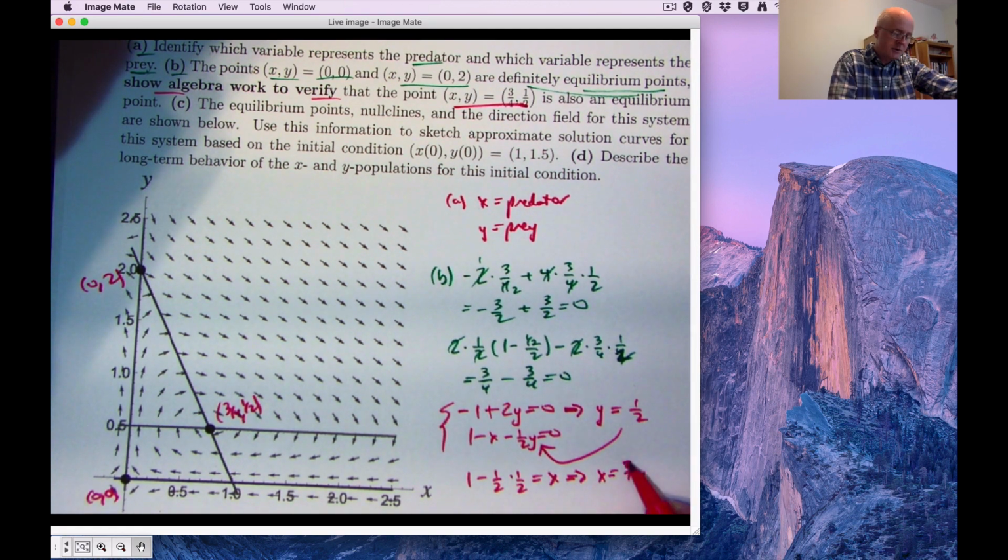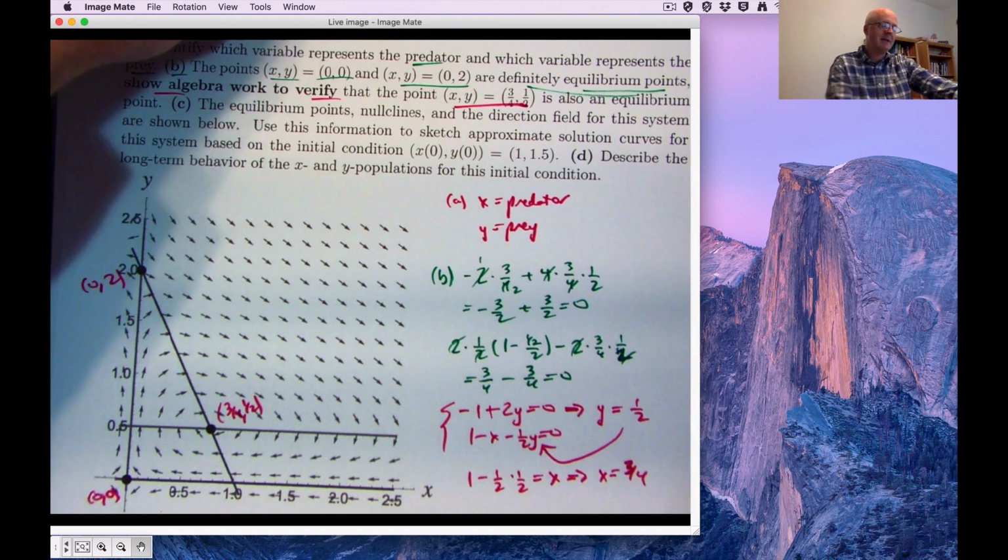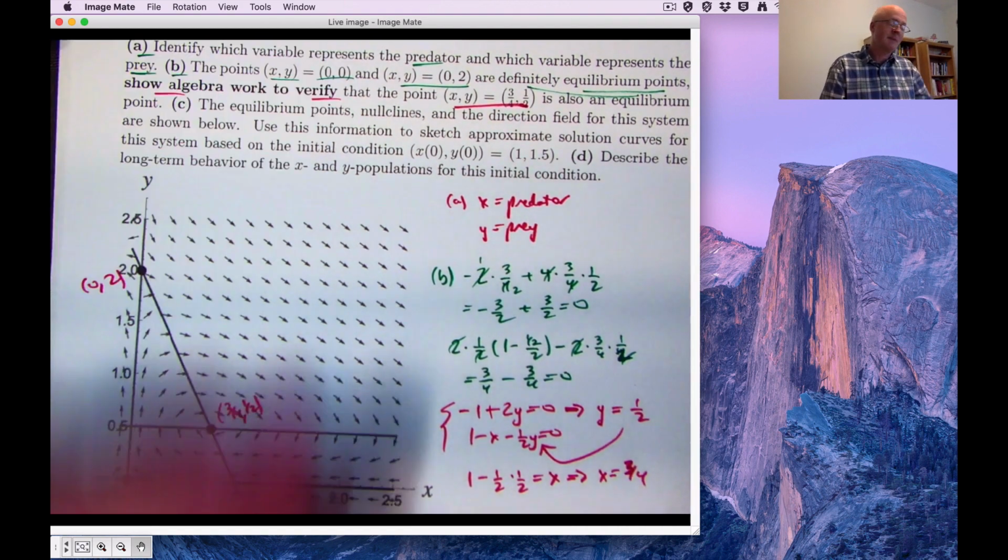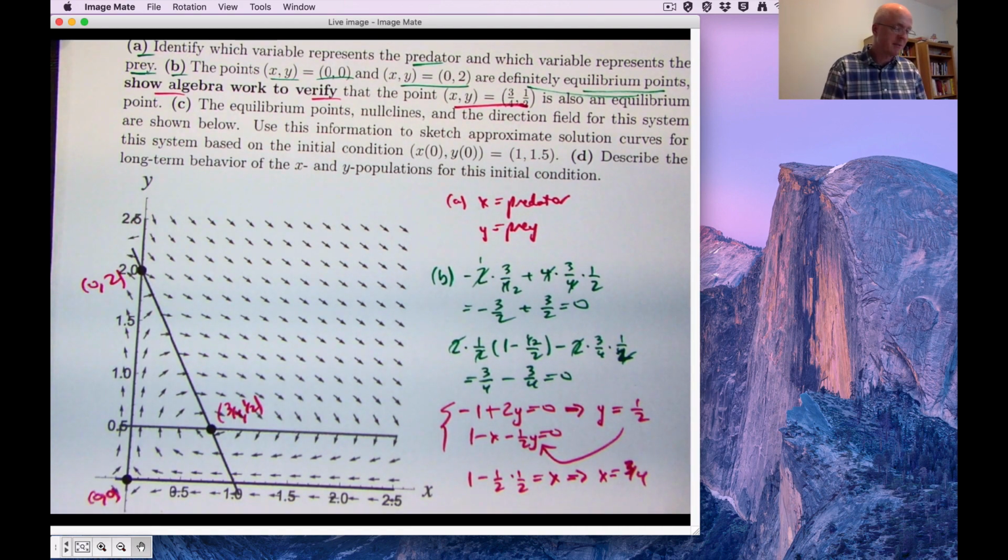So you should be able to do it this way in case I didn't give you the answer ahead of time. And especially for the higher level course, differential equations, I might not. So you should be able to solve for it as well.